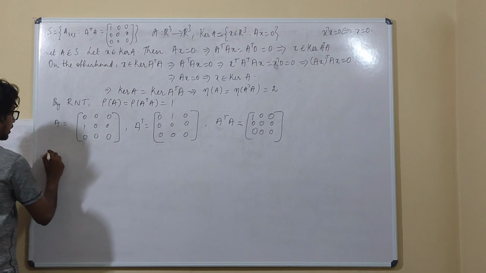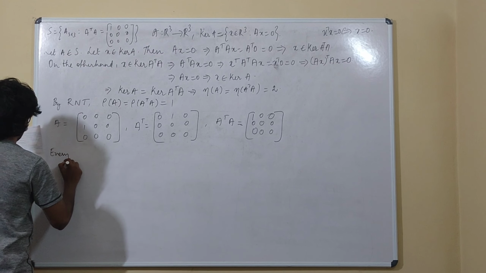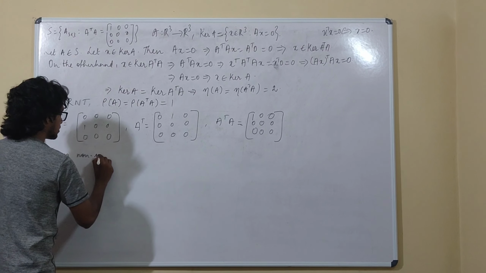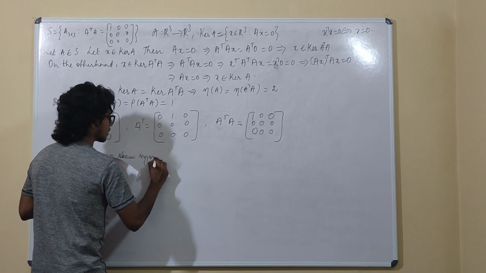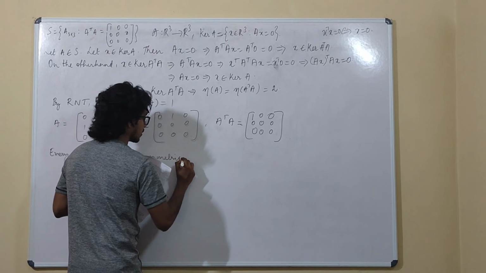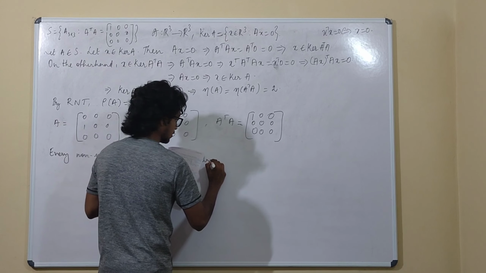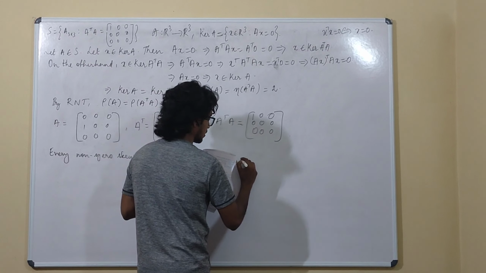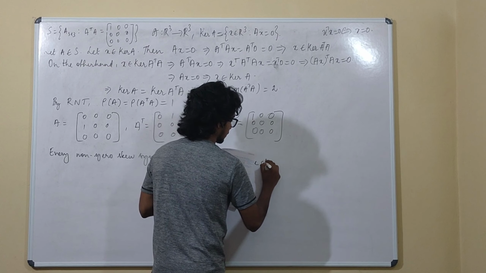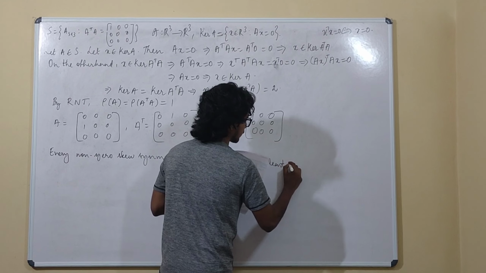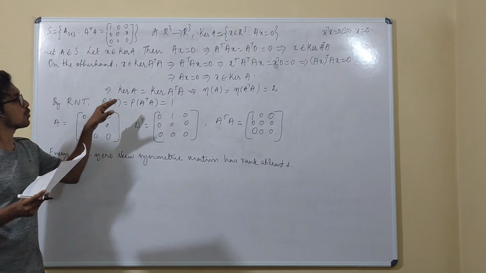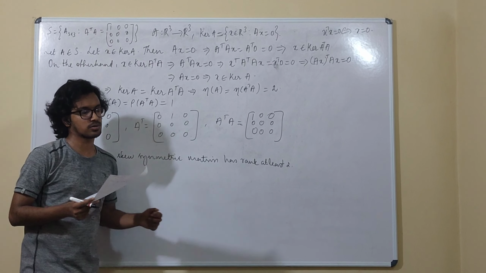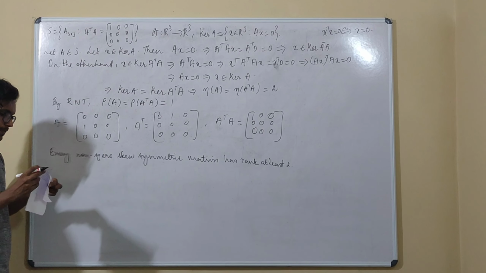So the point that I said is that every non-zero skew-symmetric matrix has rank at least 2. This is the point. Here the rank is only 1, so it cannot be true. So option 4 is also false.